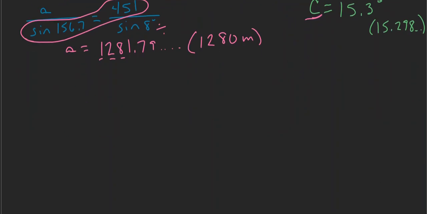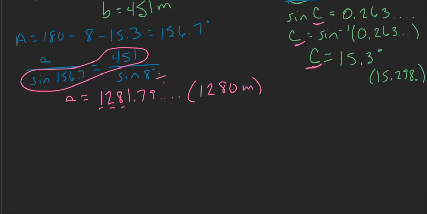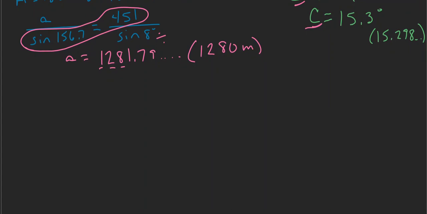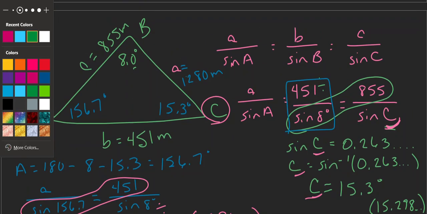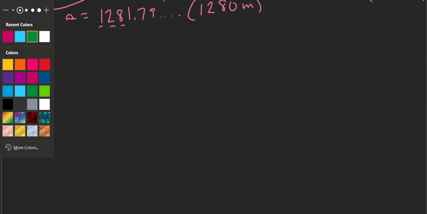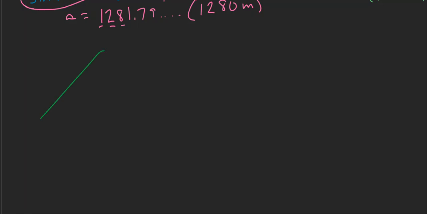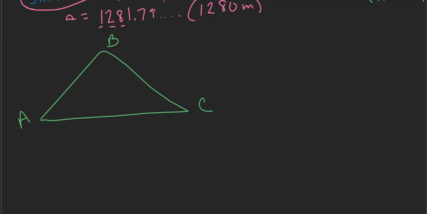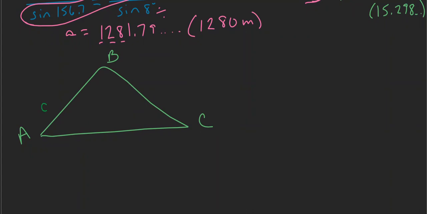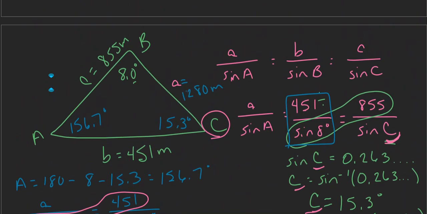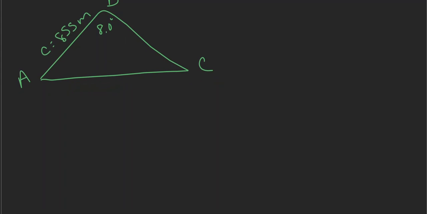What might help is if you redraw it. So I am going to do that just to see if that'll help. I'm going to do the original in green. Pretty sure that's what I did originally. Yep, the original was in green. So I'll start with the original in green just so you can see what was given. The given does not change no matter if you're in the first triangle or the second. Side C was 855. Angle B was 8 degrees. And side B was 451.